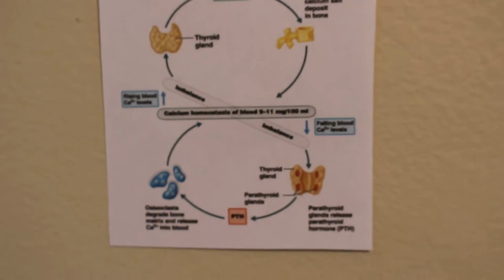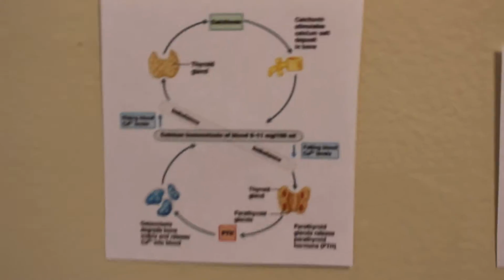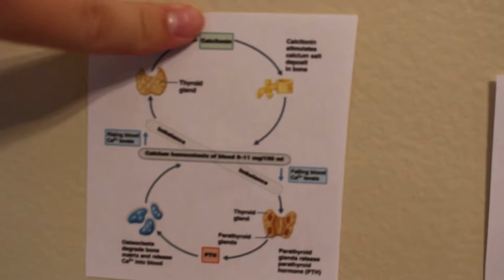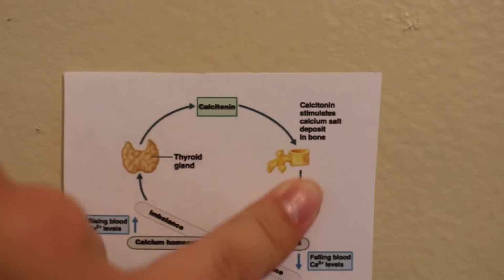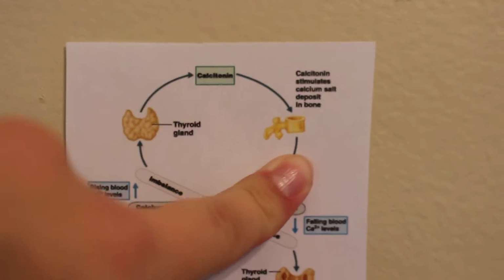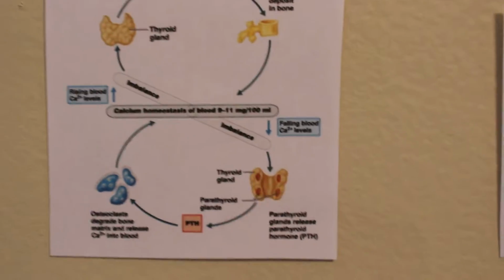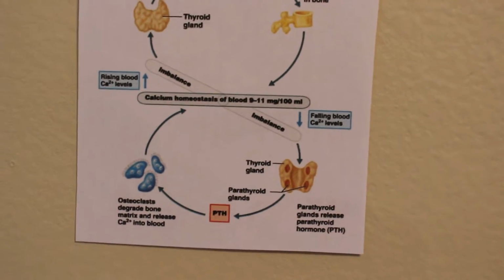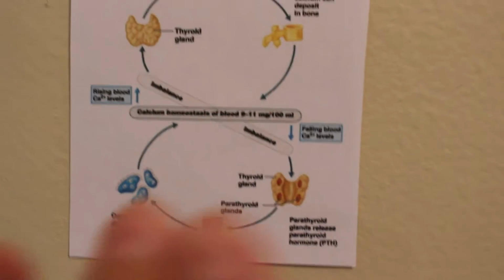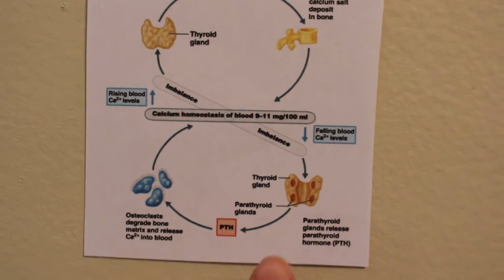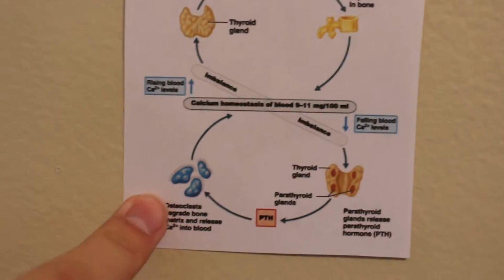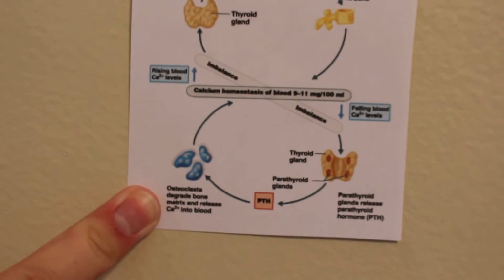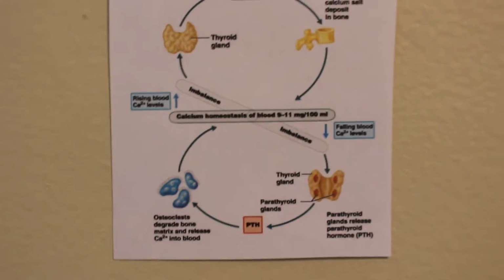So when the calcium levels in the blood rise, it stimulates the thyroid gland to secrete calcitonin, which then is stimulated to deposit the calcium salt into the bone. But when the calcium levels are falling in the blood, it stimulates the parathyroid to release parathyroid hormone, which then increases osteoclast activity, so it can raise the calcium levels in the blood.